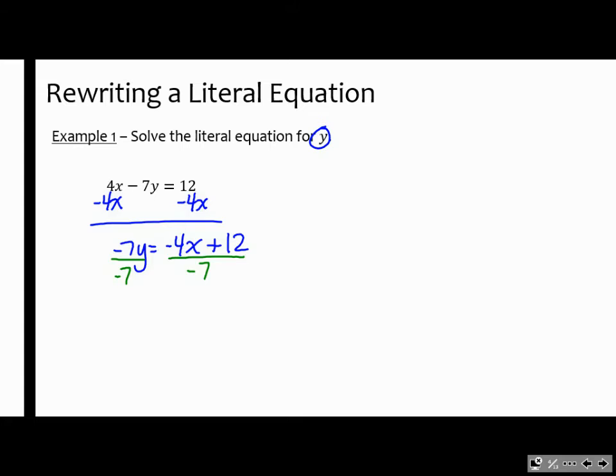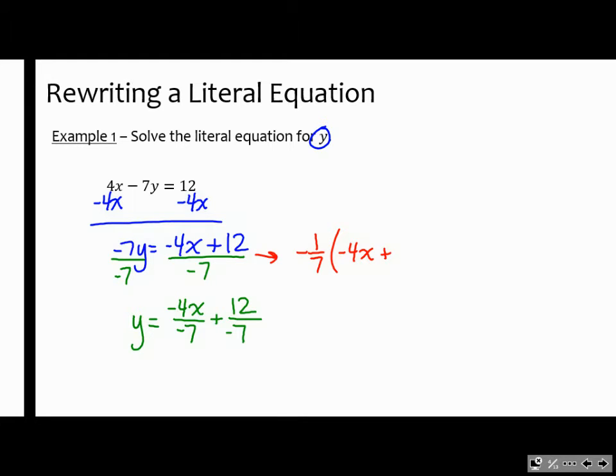So now that we've divided through by -7, y has been isolated. -7 divided by -7 is +1. Coefficients of 1 we do not write. And then this one I'm going to separate my numerator, and this is actually possible to do because of the distributive property. Dividing by -7 is the same thing as multiplying by -1/7.